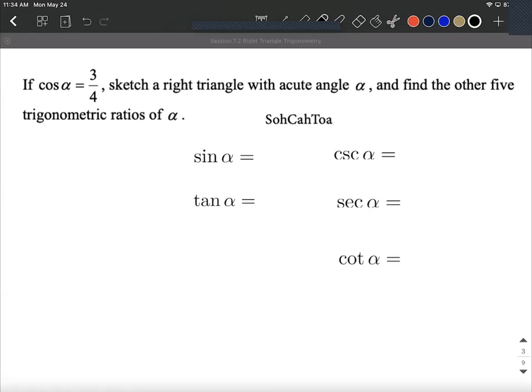We're given a cosine of alpha is 3/4. So our goal here is to draw the right triangle and then to find all 5 of the additional trigonometric ratios based on that triangle. So as we get going on this, let's just kind of draw an arbitrary right triangle.